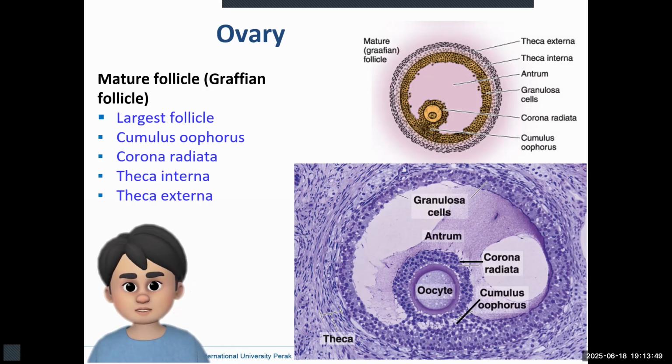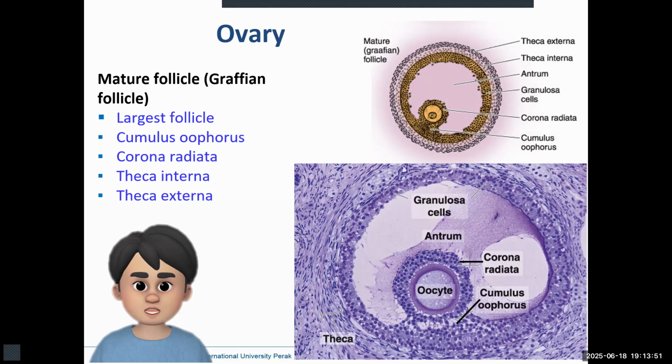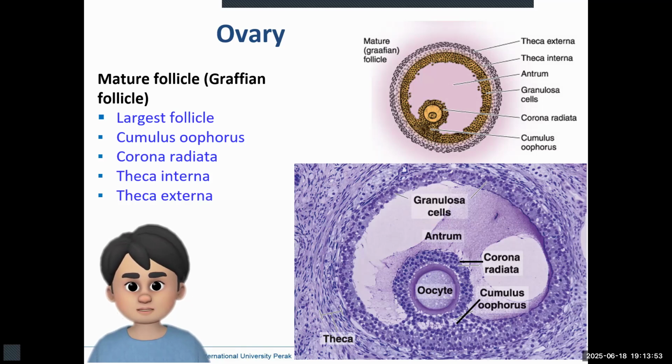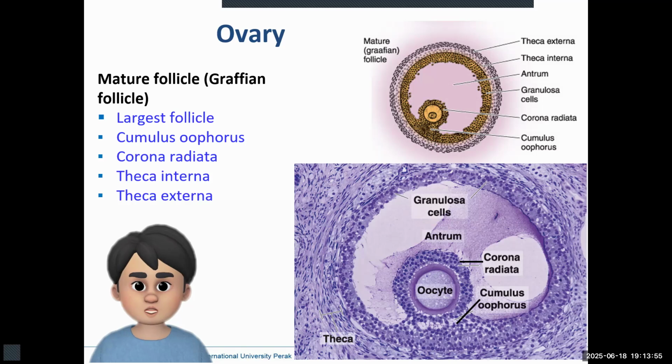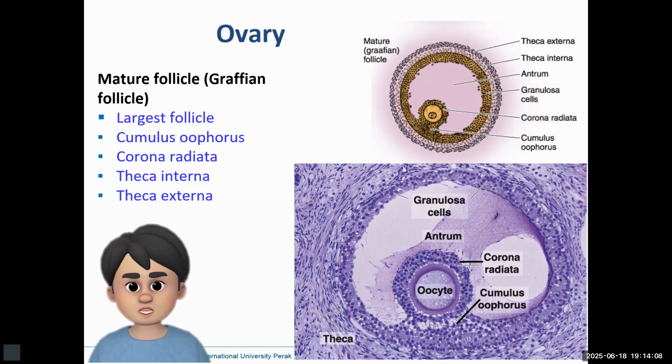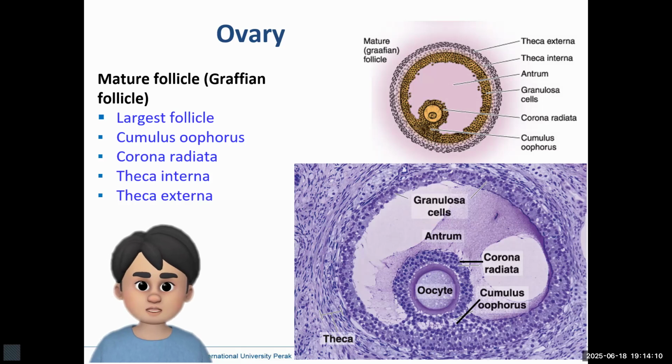Ovary, mature follicle. We call it the Graafian follicle. Normally in the exam, they give these two terms: mature follicle, or within brackets Graafian follicle, or they will just say mature follicle, right? It is the largest follicle, right? Now you have to know about these terms. I'm going to explain these terms later once I discuss that, right?